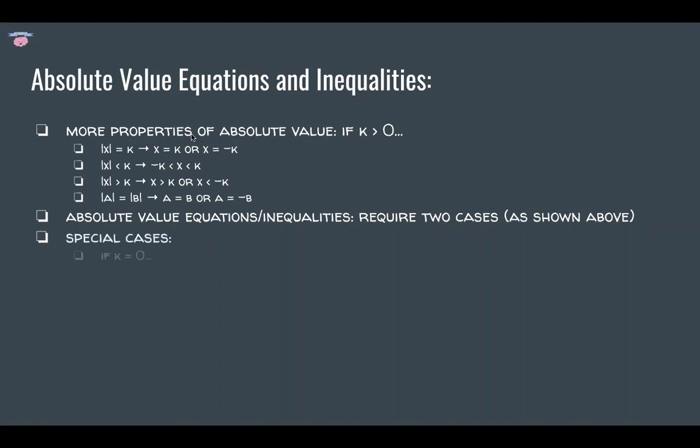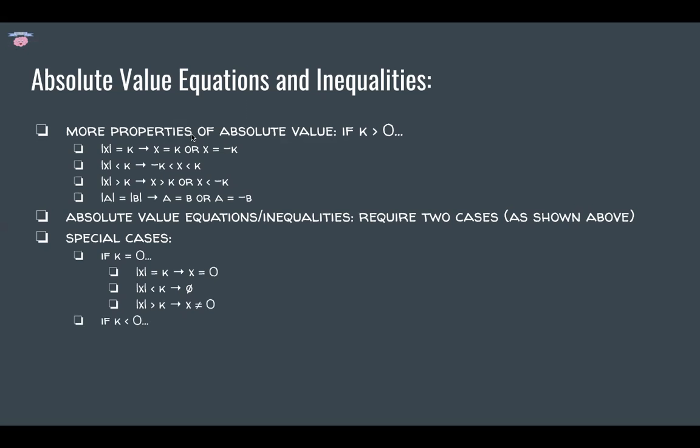Some special cases: if k is equal to 0, and absolute value of x is equal to k, then x is equal to 0. This is obvious if you think about it conceptually, because if an absolute value of something is equal to 0, that means the distance of it from 0 is 0. So it's basically 0. If absolute value of x is less than 0, then no solutions. If it's greater than 0, then it's basically all real numbers except x is not equal to 0.